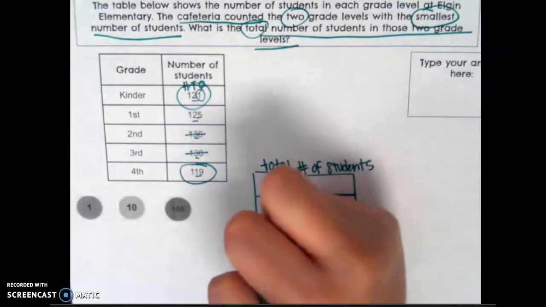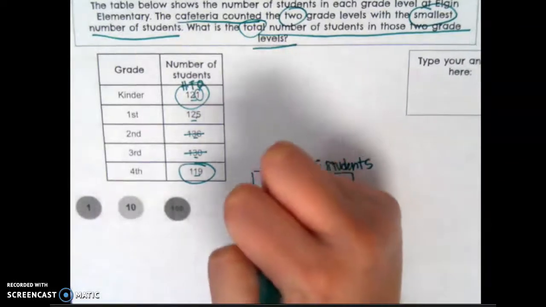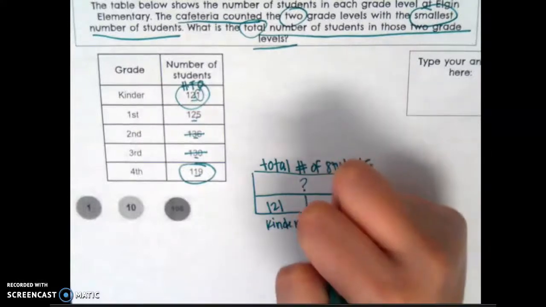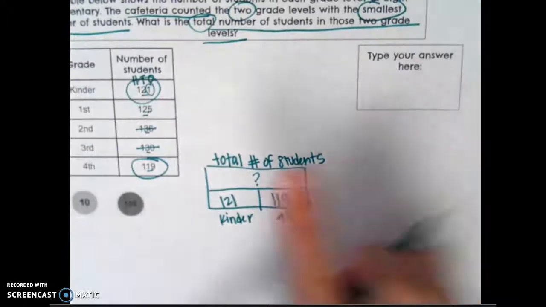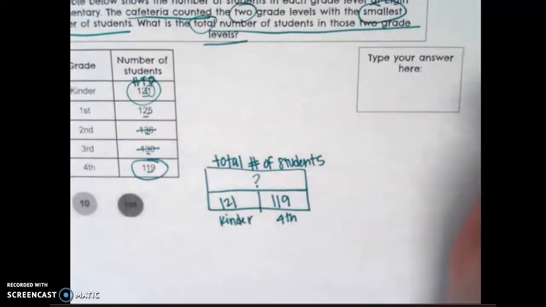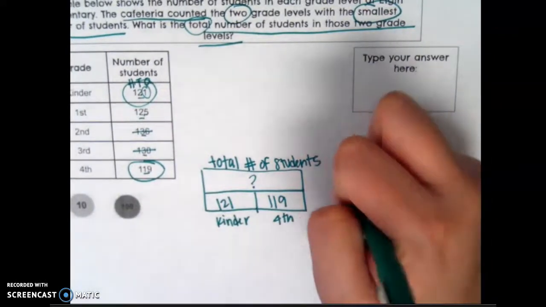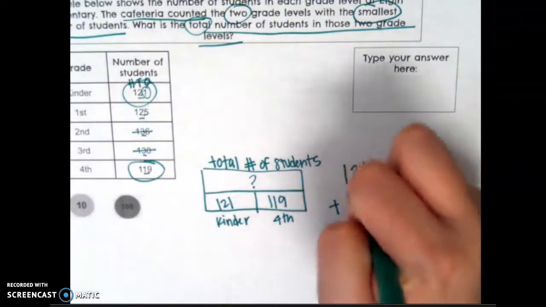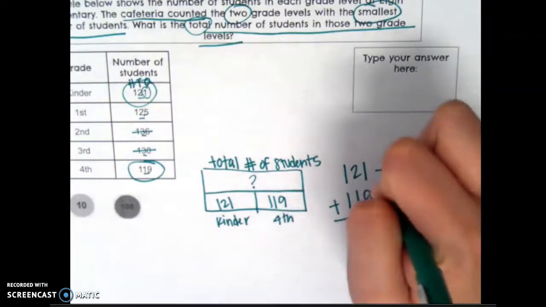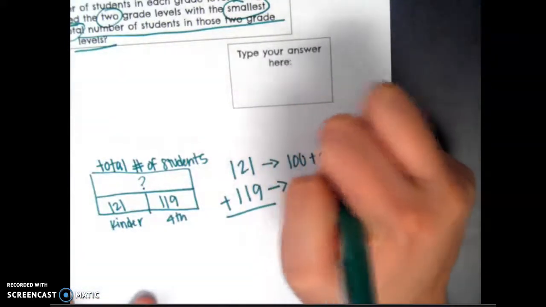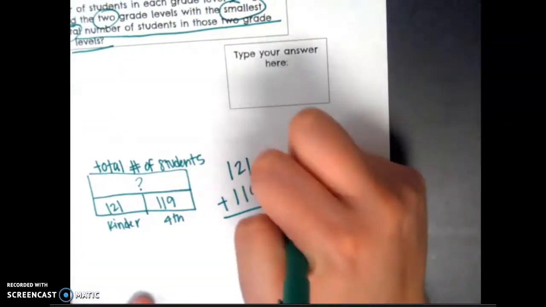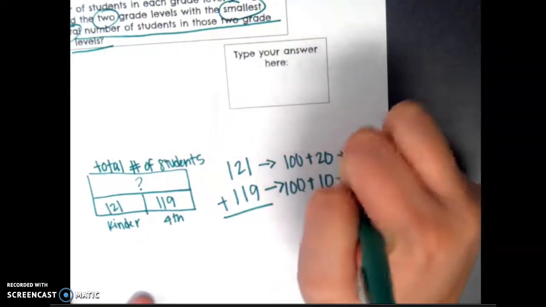In kinder, they have 121 students, and in 4th grade, they have 119 students. Now I can add them together because I'm looking for my total. So 121 plus 119. I'm going to do the break apart method. That's 100 plus 20 plus 1. 100 plus 10 plus 9.